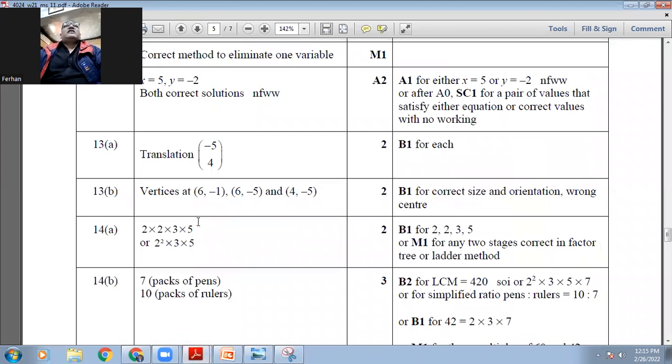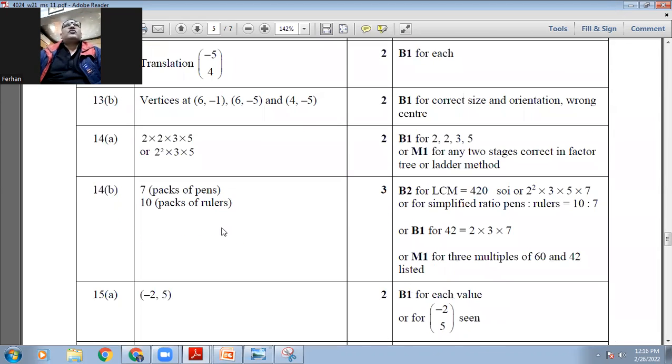Okay, so let's have a look at (6, -1), (6, -5), and (4, -5). These are the vertices of that image. So hopefully you understand.